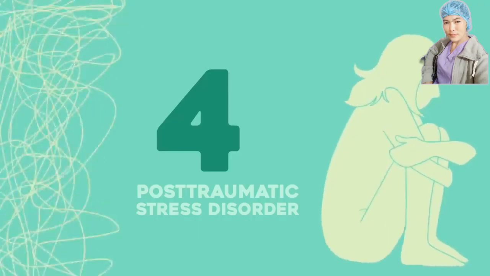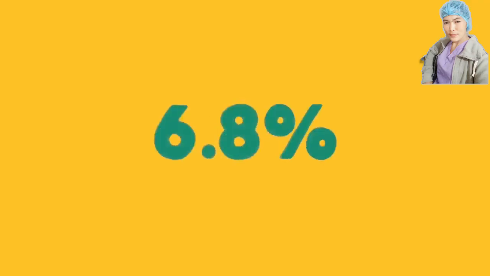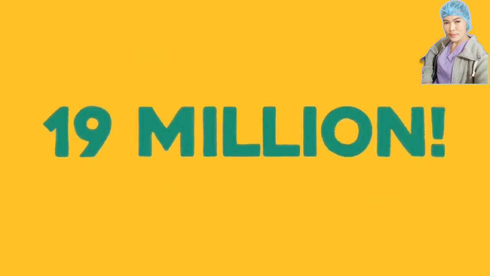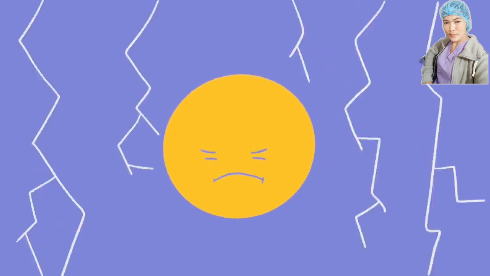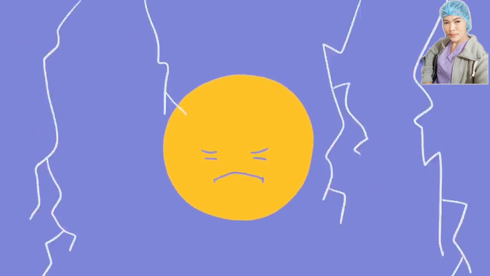4. Post-traumatic stress disorder. Did you know that an estimated 6.8% of the US population will develop some form of post-traumatic stress disorder? That's about 19 million people in the US alone. So how does this happen? You, me, everybody will get stressed out by something in our lives. Some people will come across something so stressful that it affects them permanently. For many of them, this stress becomes trauma.